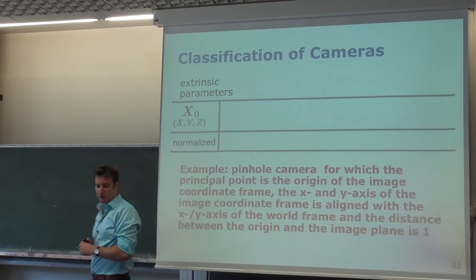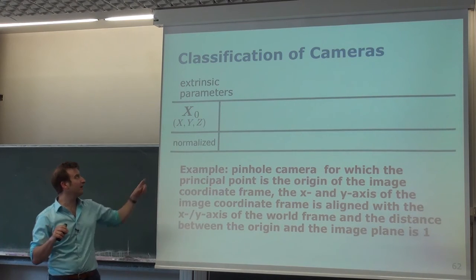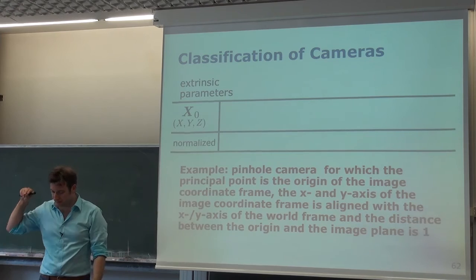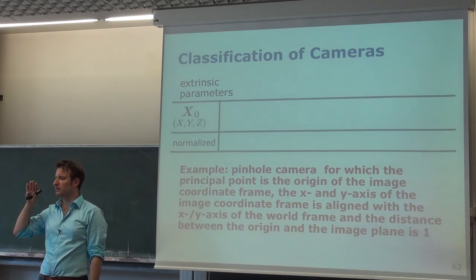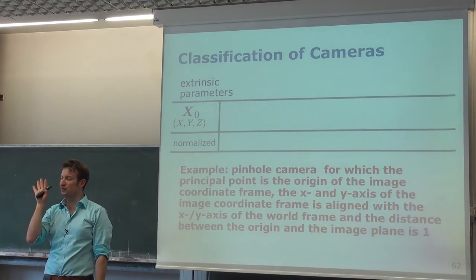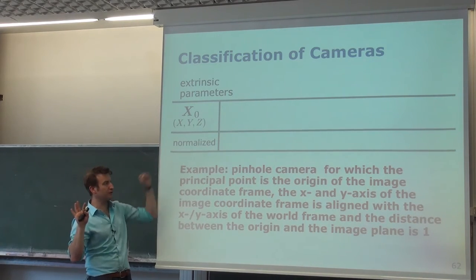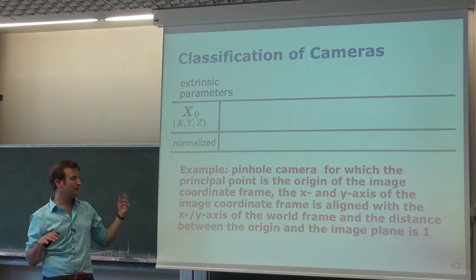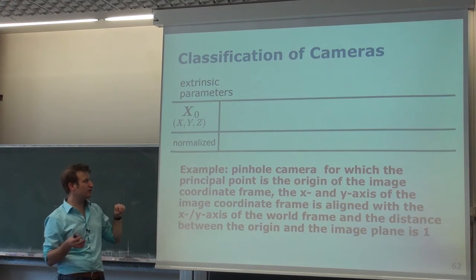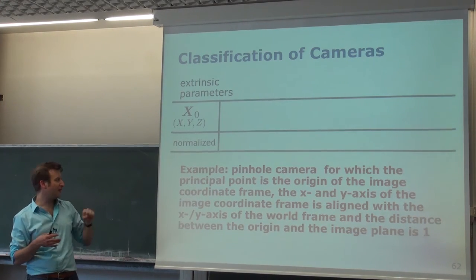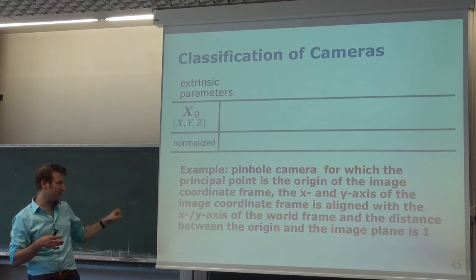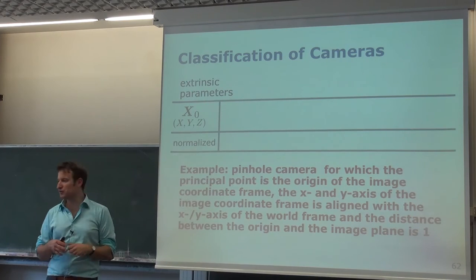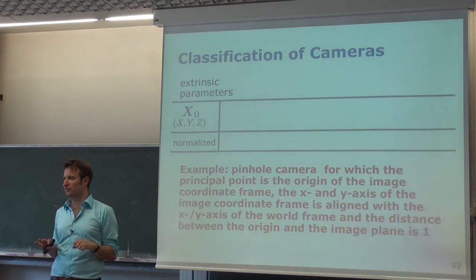And if you have a camera which only determines the position of the camera in space, and the rotation matrix is the identity matrix, that is often called a normalized camera. Again, you have the description of the pinhole camera, where the principal point is the origin of the image coordinate frame, the x and y axes of the image coordinate frame are aligned with the x and y axes of the world coordinate frame, and the distance between the origin and the image plane is 1. All the constraints you need to take into account.